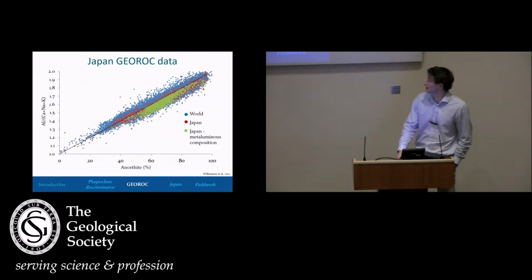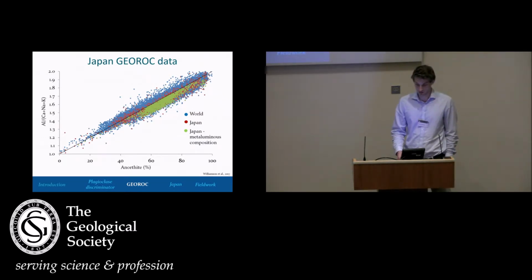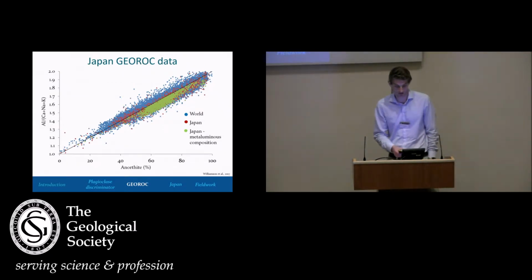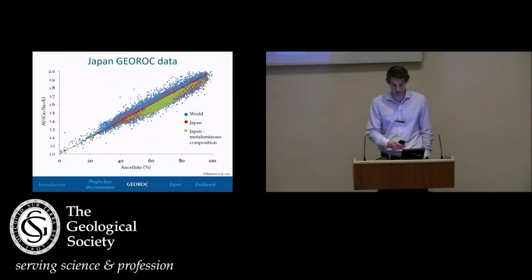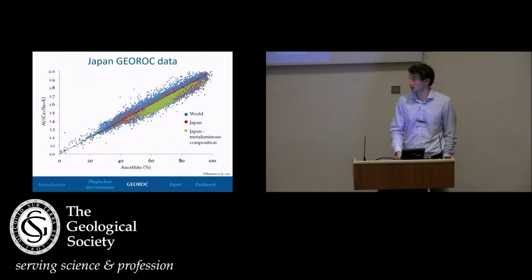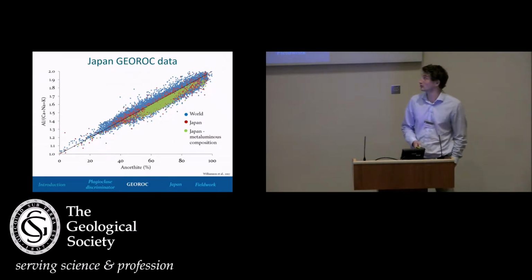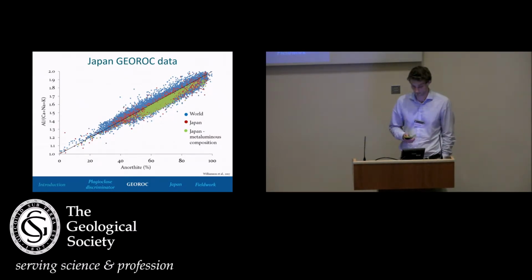And as you can see, the compositions for Japan plagioclase and Japan metaluminous rocks plagioclase, the majority of them plot below the line, so in the barren field for Ben's plagioclase discriminator, and it's far more barren than other data points from the world database.